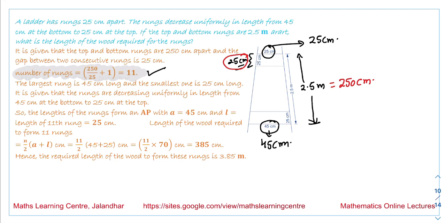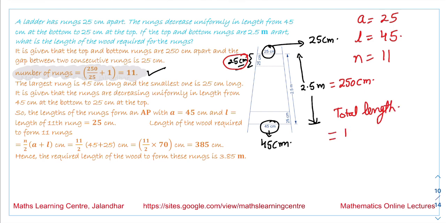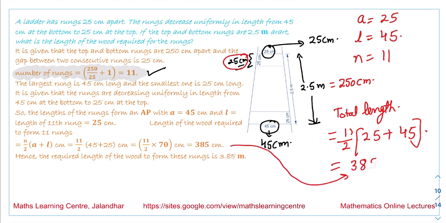So to calculate the length of the wood required, it means we have to find the sum of the lengths of all these values. The first term we have over here is 25. The last term is 45. And the number of terms is 11. So the total length will be equal to 11 by 2 into first term plus last term. On solving this, the answer we obtain is 385 centimeters, that is equal to 3.85 meters.